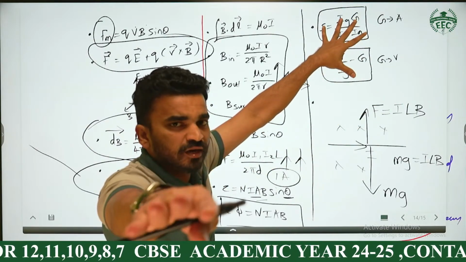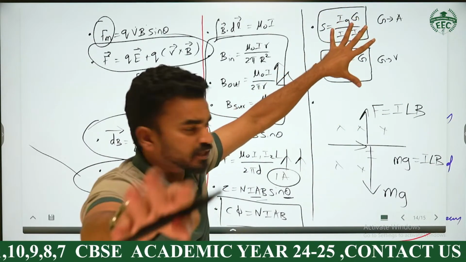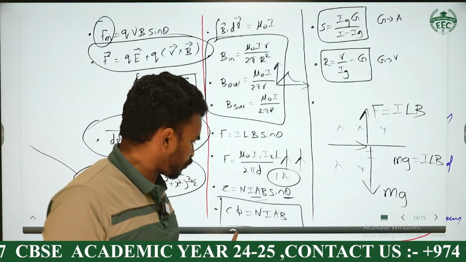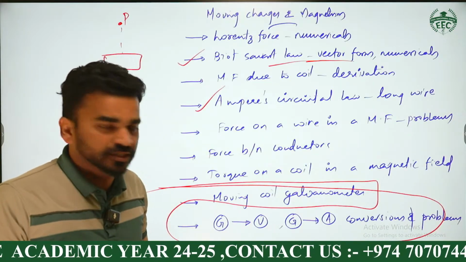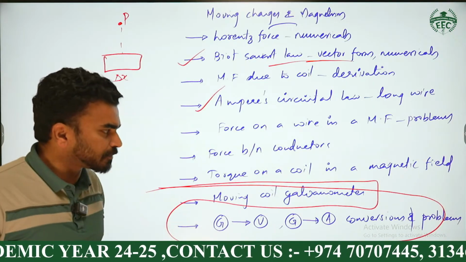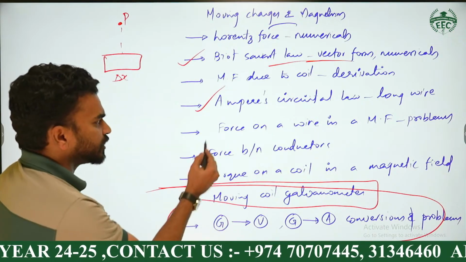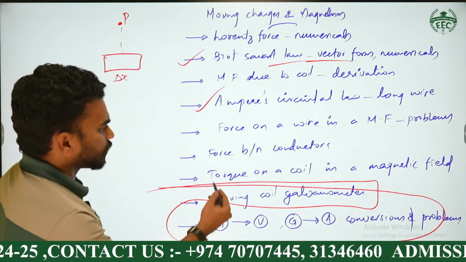Hey guys, if you are a little weak, this is a very important corner. Must remember that. Okay, this is about moving charges and magnetism. I am recommending here that the most important derivations will be the axis of a circular coil. Okay, circular coil.